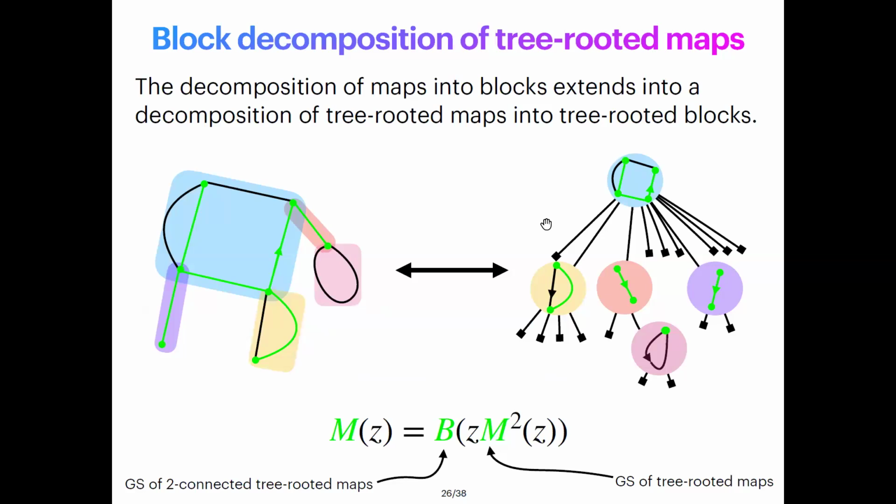It sounds quite simple because, in fact, the decomposition of a map into a block tree extends readily to tree-rooted maps decomposed into tree-rooted blocks. And we have the same equation for the generating series of tree-rooted maps and 2-connected tree-rooted maps. Just beware that this B and this M are not the same as before. It's a generating series for tree-rooted maps and 2-connected tree-rooted maps. And we can add a weight u exactly as before.